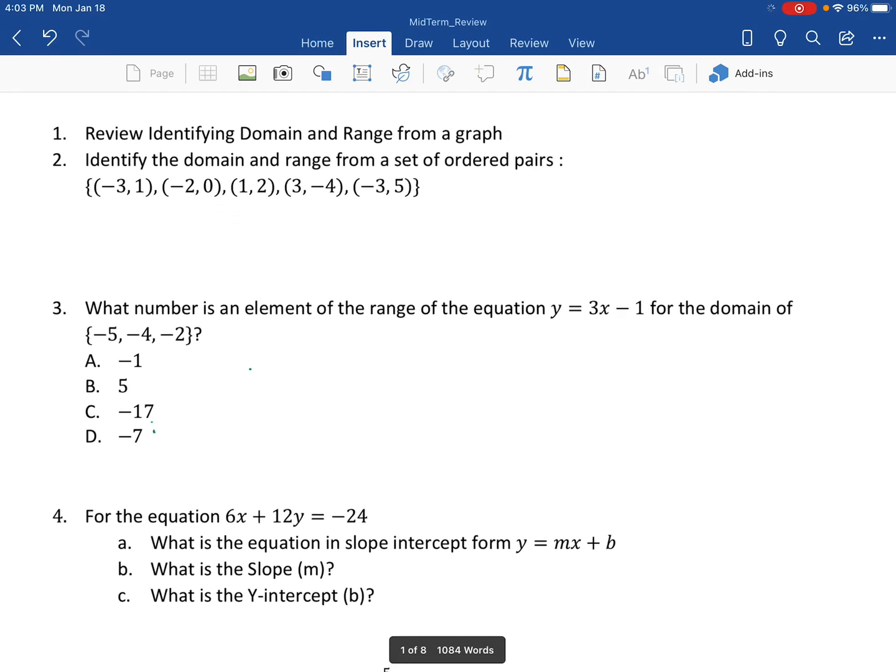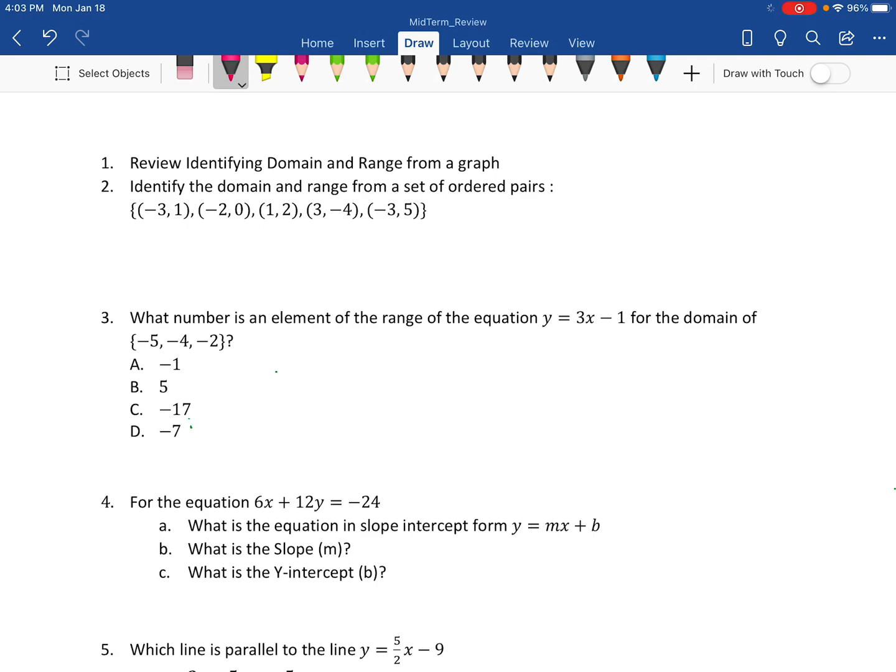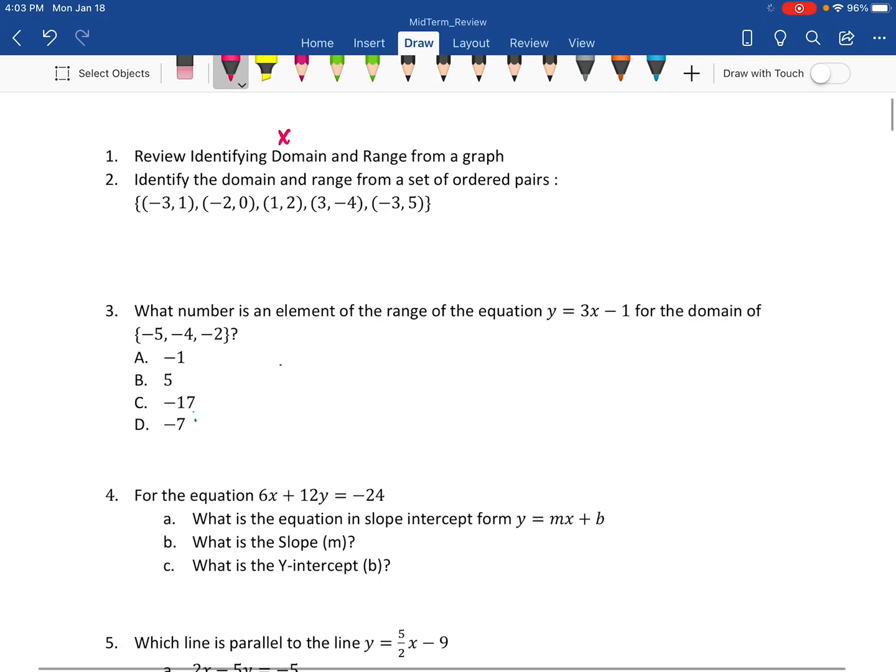Question number 1 says review domain and range from a graph. So that's just remembering that the x values are your domain and the y values are your range. And identifying the domain and range from a set of ordered pairs, so just the same thing.